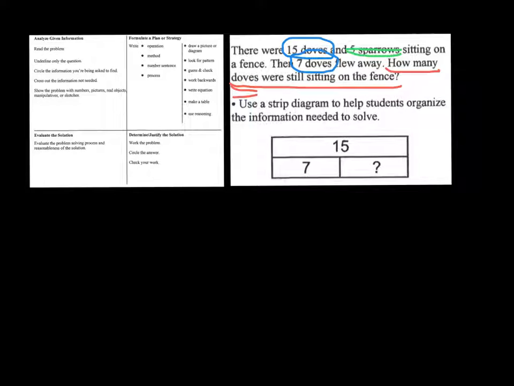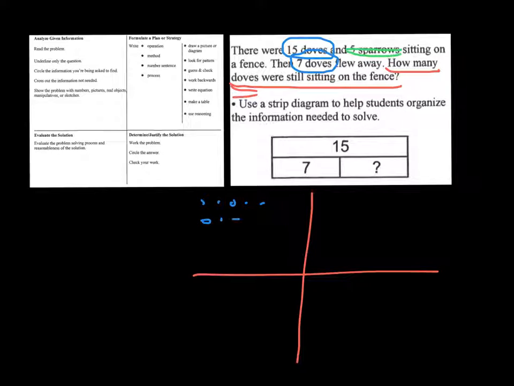So again, I would write my UPSE chart, or just split my paper into fours, or whatever free space I have if I'm taking a test. In my understand, I've already done all the information up in the problem solving, but I may, like I said earlier, maybe draw a picture. So I have 15 doves. 1, 2, 3, 4, 5, 6, 7, 8, 9, 10, 11, 12, 13, 14, 15.